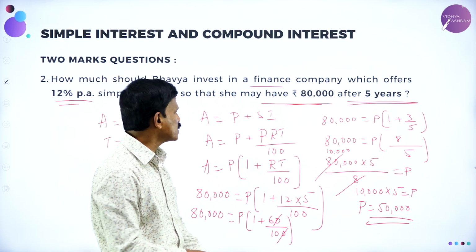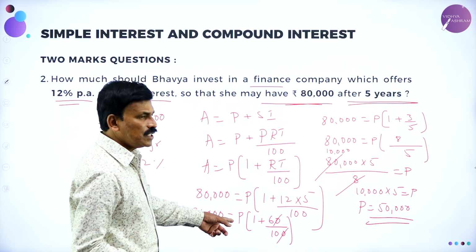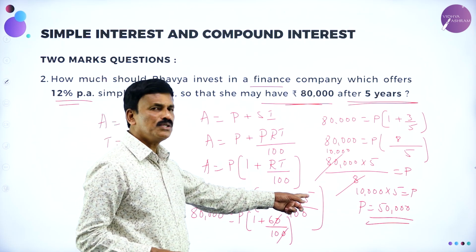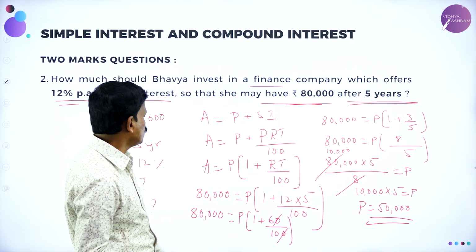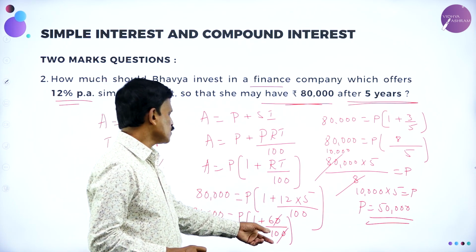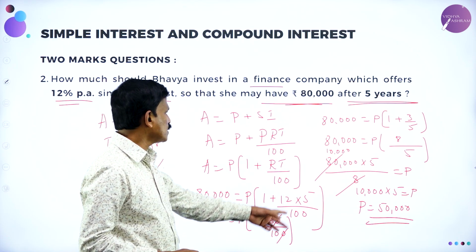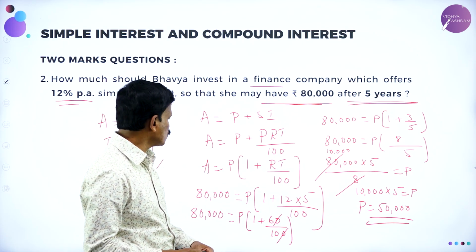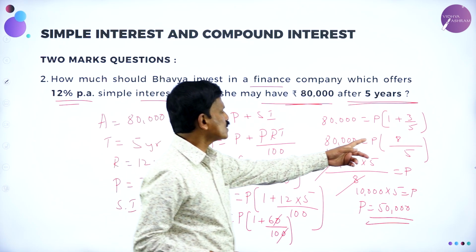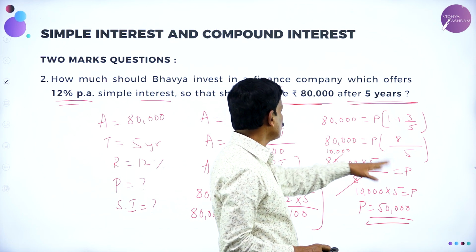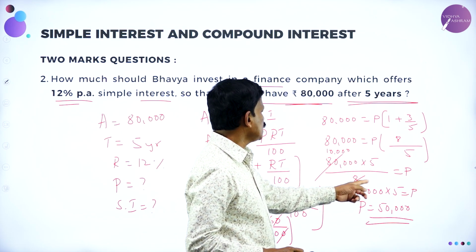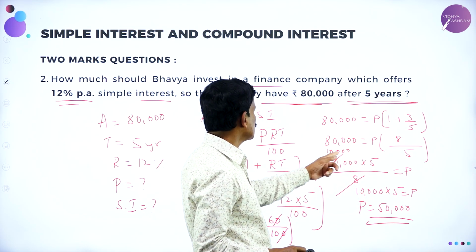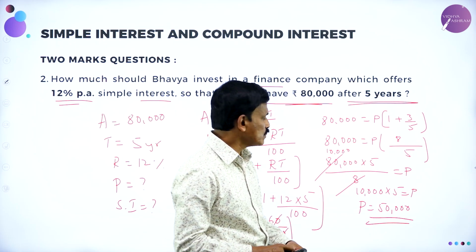That's it. Very simple. See here, 80,000 is equal to P into 12 into 5 is given. 12 is nothing but the rate of interest and 5 is the time taken, divided by 100. 12 5s are 60 divided by 100. 0 0 gets cancelled. 6 by 10 is nothing but 3 by 5. Take LCM. 5 is LCM. 5 ones are 5 plus 3 is 8 by 5. Cross multiplied. 80,000 into 5 divided by 8 is equal to P. So 8 tens gets cancelled, 10,000 into 5 is 50,000.